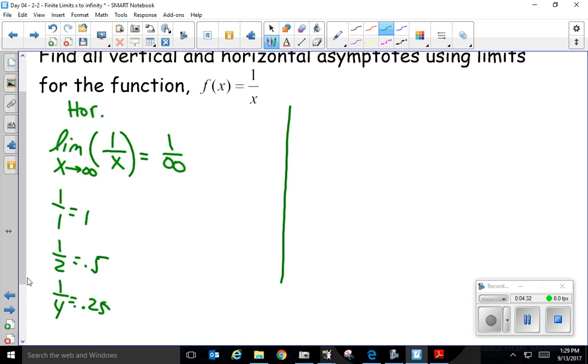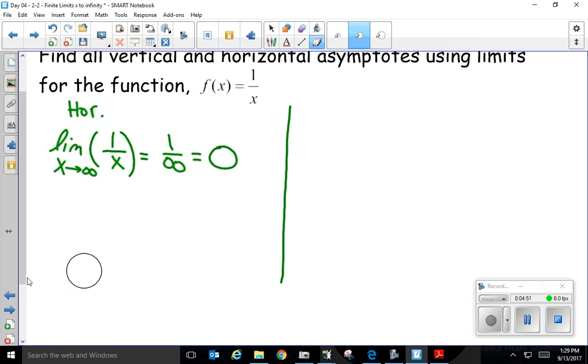Now, what if I put an extremely large value in the bottom? 1 over a million. 1 over 10 million. It's going to get so small, it looks like nothing. It looks like 0.